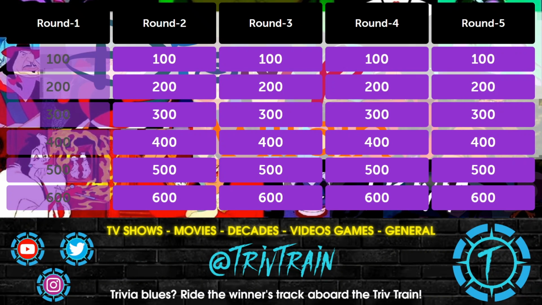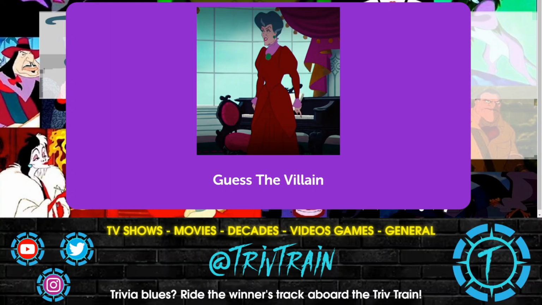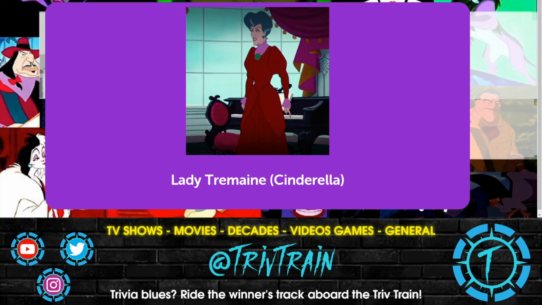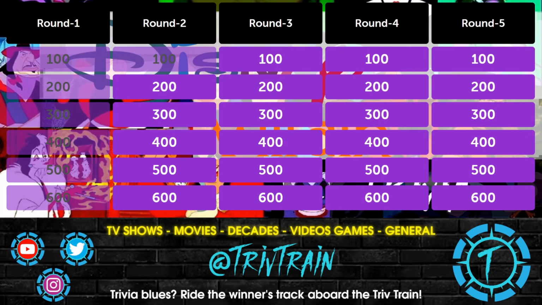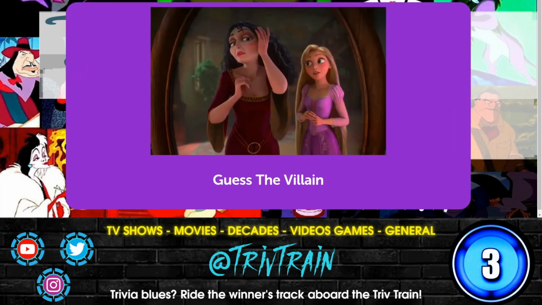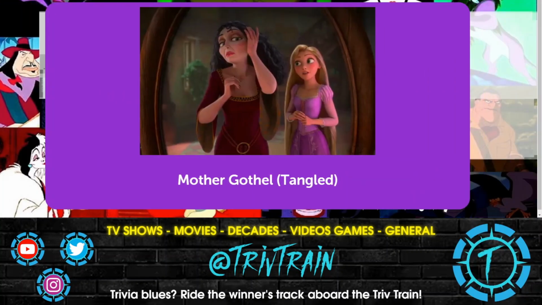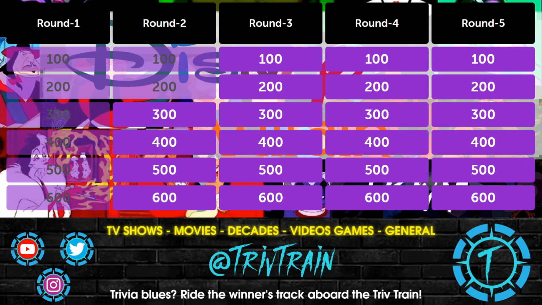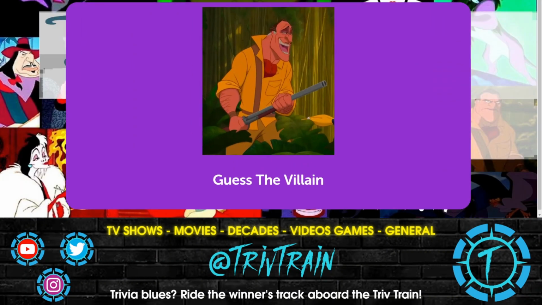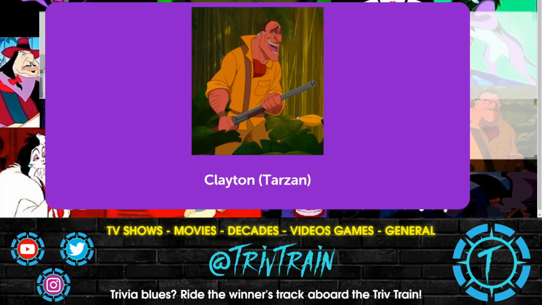Alright, on to round 2 for 100. Guess the villain. The correct answer is Lady Tremaine from Cinderella. Round 2 for 200. Guess the villain. The correct answer, Mother Gothel from Tangled. Round 2 for 300. Guess the villain. The correct answer is Clayton from Tarzan.